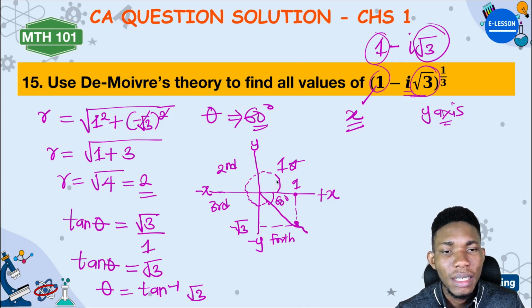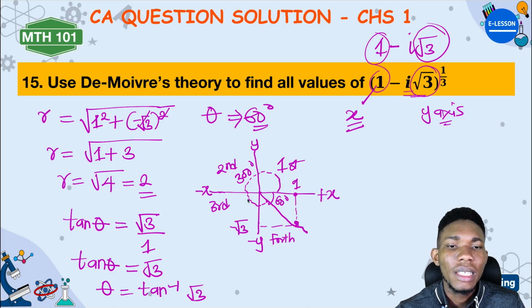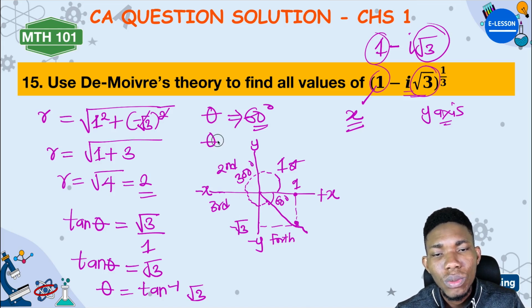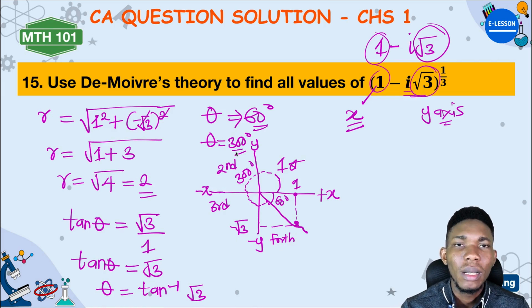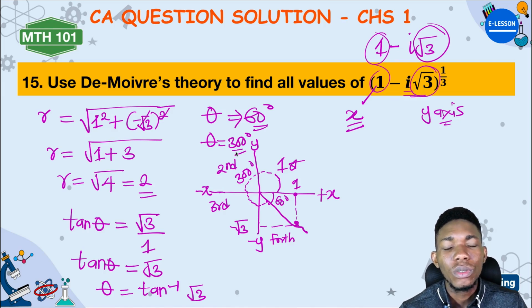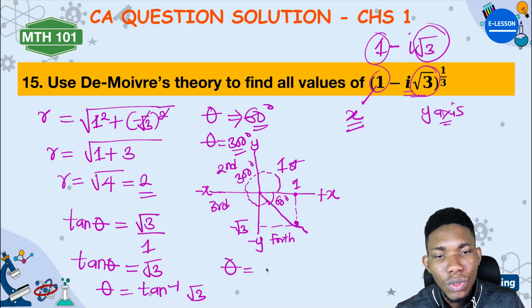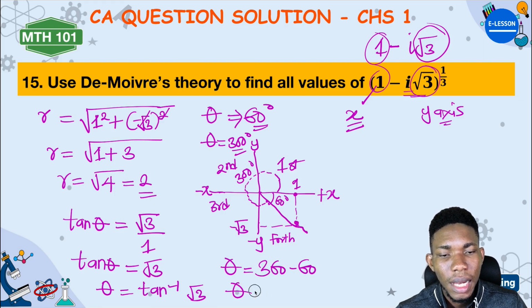So if here is 60, it means the other part will be 300 degrees. Are you getting it? So the real theta you are going to use for this question will be 300 degrees. I'm going to teach you this under complex numbers, in detailed explanation. So our theta we are going to use will be 360 minus 60. So theta will be equal to 300.